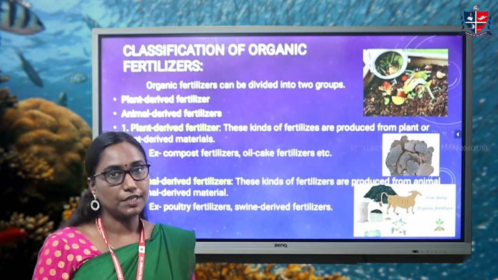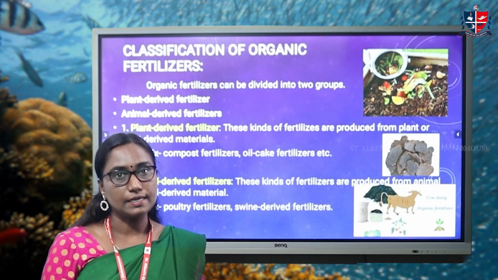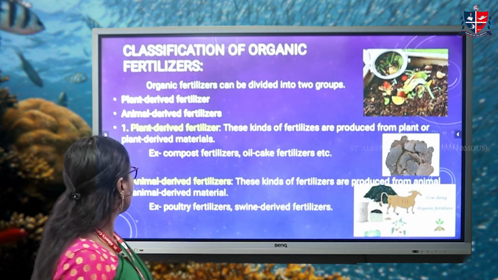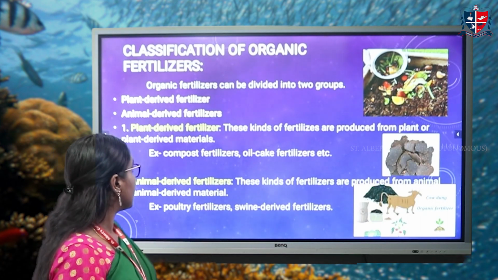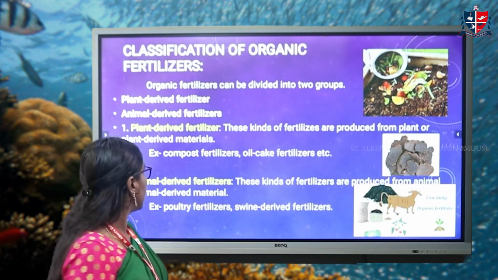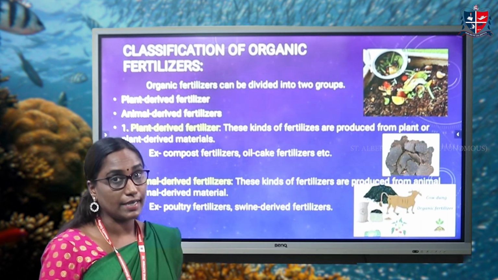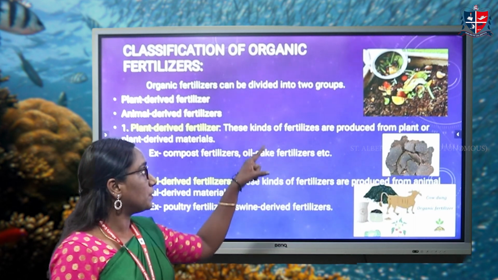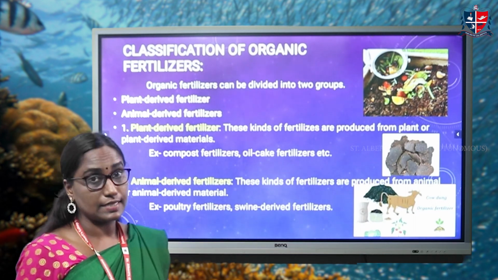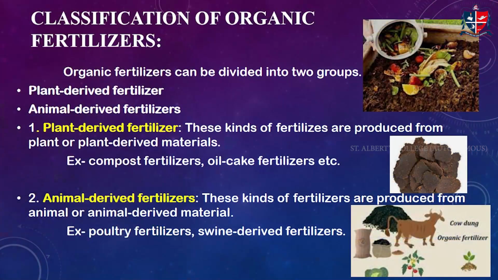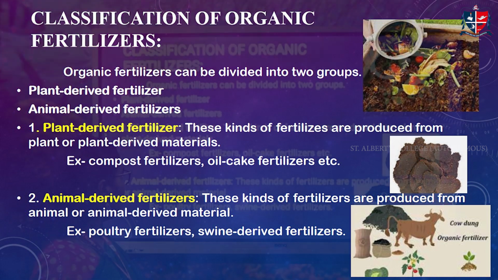Organic fertilizers are divided into two groups: plant derived fertilizer and animal derived fertilizer. First one is plant derived fertilizer. Plant derived fertilizers are produced from plant or plant derived materials such as compost fertilizers and oil cake fertilizer, etc. The first two pictures are plant derived fertilizer, in which the first one is compost fertilizer and the second one is oil cake fertilizer, and second group is animal derived fertilizer.